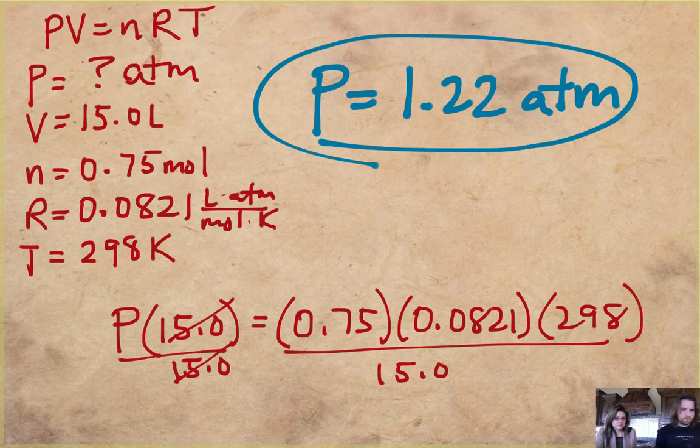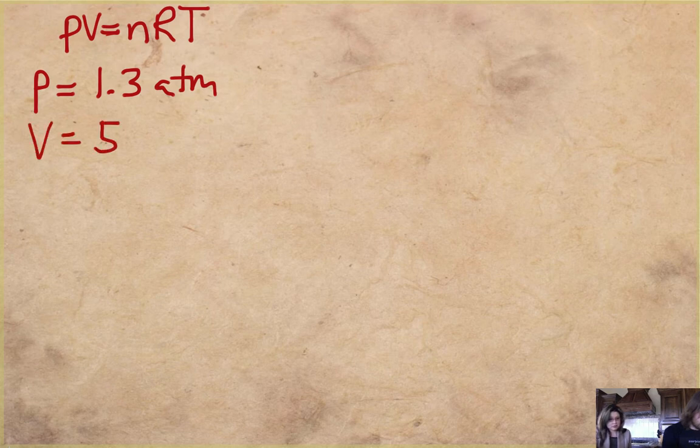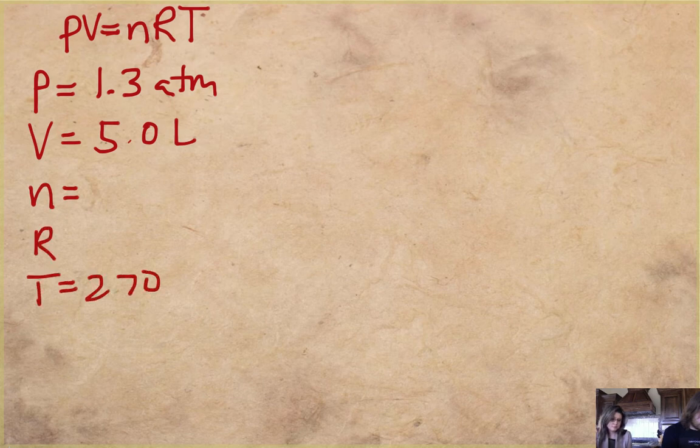Let's do another one, something a little bit harder. How many grams of water do we have at a pressure of 1.3 atmospheres, and 5 liters for our volume, and a temperature of 270 Kelvin? I got the 270 Kelvin. I know my R is going to be 0.0821. And you said how many grams?